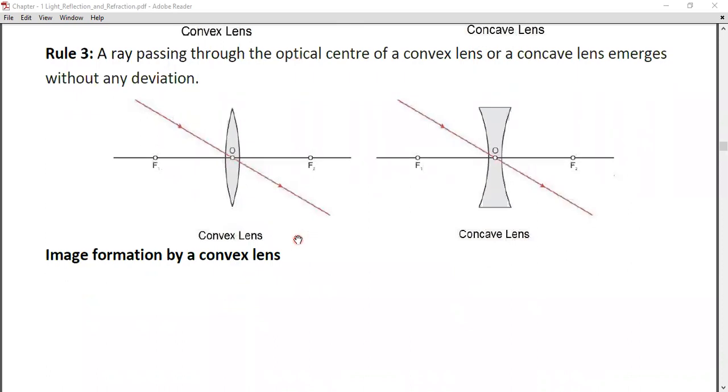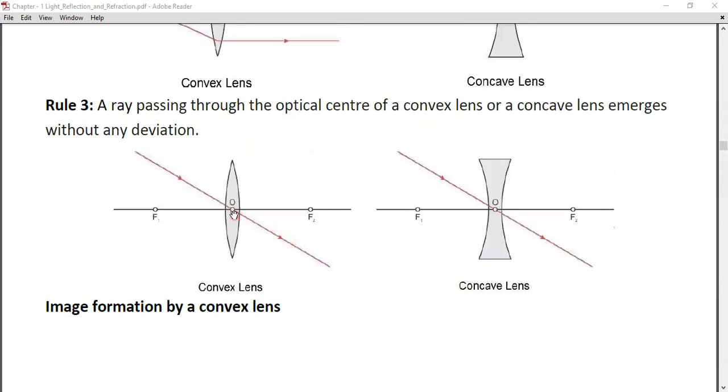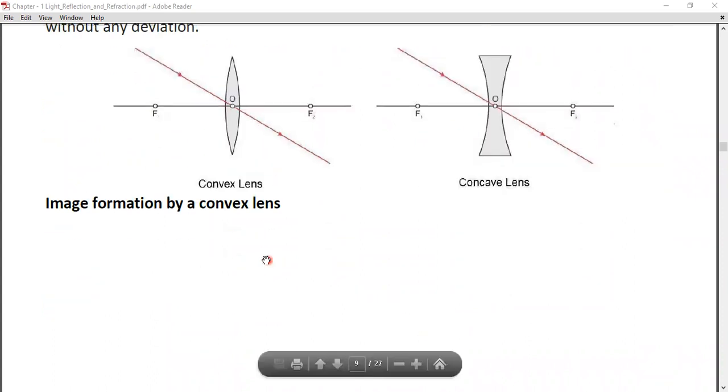And rule 3, guys, is a very important rule for drawing ray diagrams. In this rule, students, the light ray goes undeviated, or without any deviation, across the optic center. For the convex lens as well as for the concave lens, when the light ray is passing across the optic center, it goes undeviated. Very important rule, students. And in almost all ray diagrams, we will prefer to use this third rule, because with the help of the third rule, image tracing becomes simple and easy.